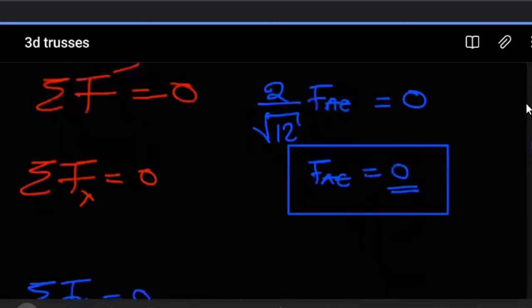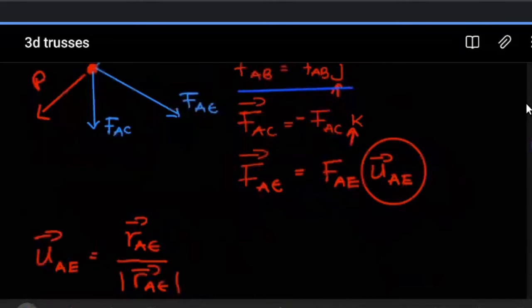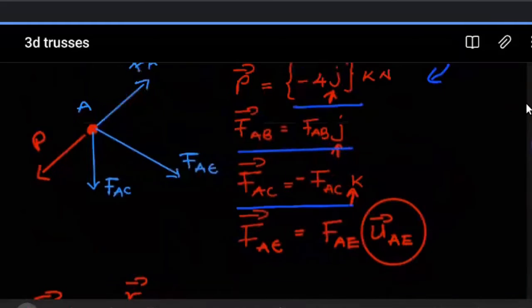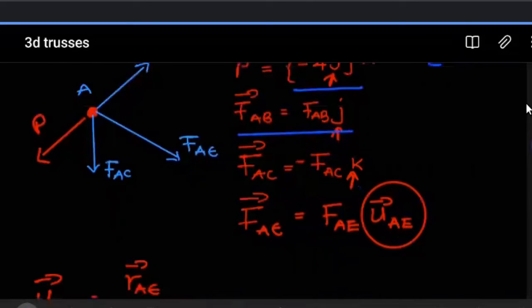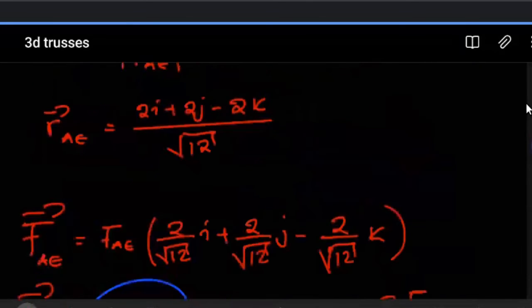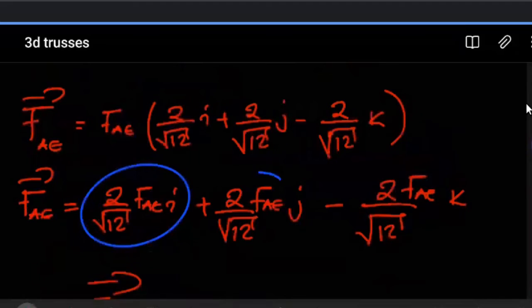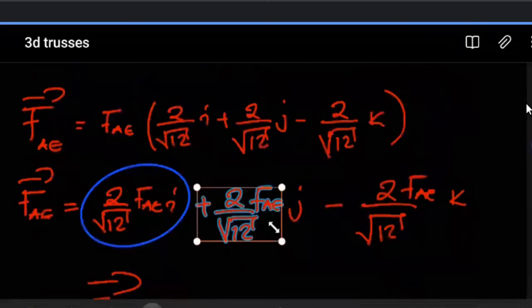Let's go to the third force. Does it have a y component? The third force is this one. It's in the k-axis, so it doesn't have a j component or a y component, so we skip it. We go to the last one, and the last one does have a y component. It's positive 2 over root 12 j. So I'll just copy this one.